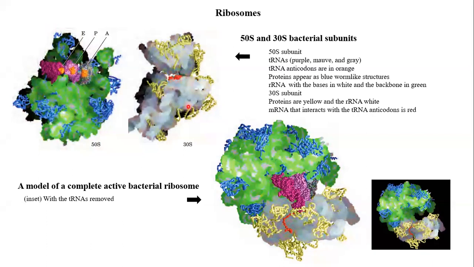Same with the 30S, that is the small subunit. Here this yellow is the proteins and this white is the ribosomal RNA, and this orange is the mRNA that interacts with the transfer RNA anticodon. Only this much mRNA has been seen because the rest of the mRNA must be intertwined in the clefts of the 30S subunit. This is a complete active bacterial ribosome.